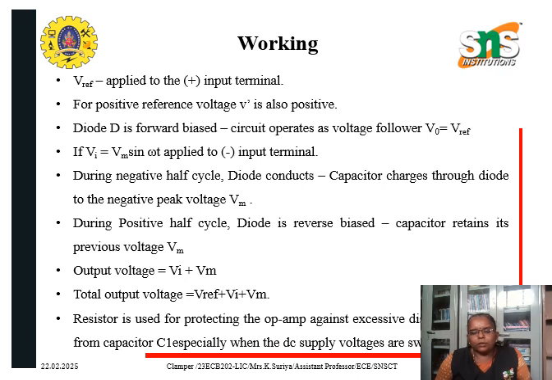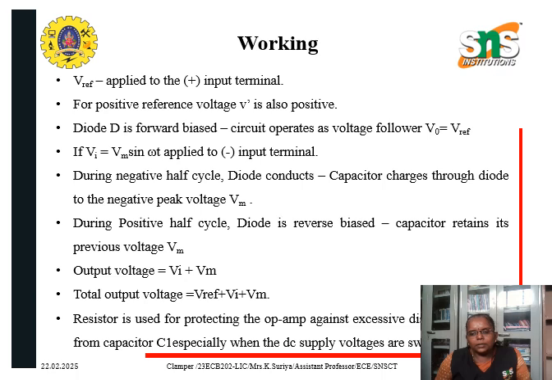So we'll see the working of the positive clamper. Here the V reference is applied to the positive terminal. For the positive reference voltage, the V dash will be positive and the diode will get forward biased. The circuit operates as a voltage follower and we get the output V naught equal to V reference.